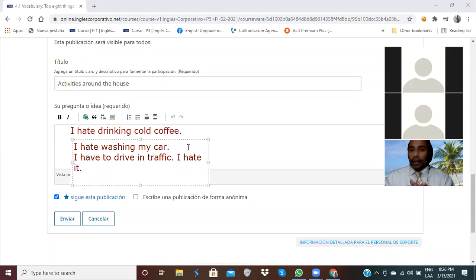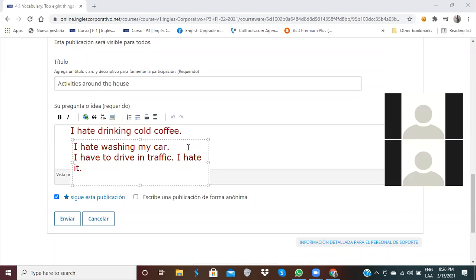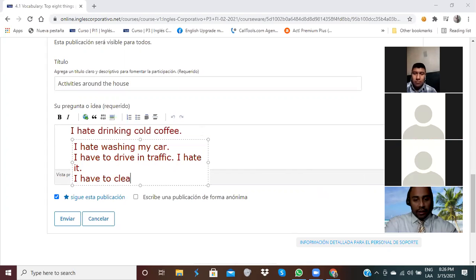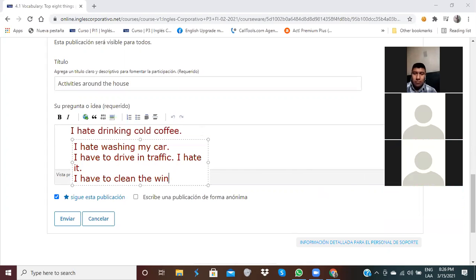Go ahead, Carmen Lobos. Give me an example. Yes, teacher. I have to clean the windows. I hate it. Very good. I have to clean the windows. Teacher, I have a question. Yes, ask me your question.